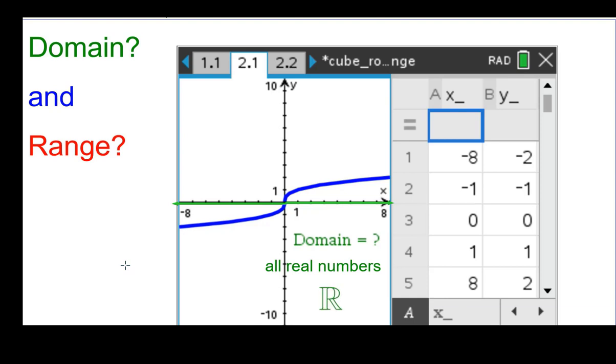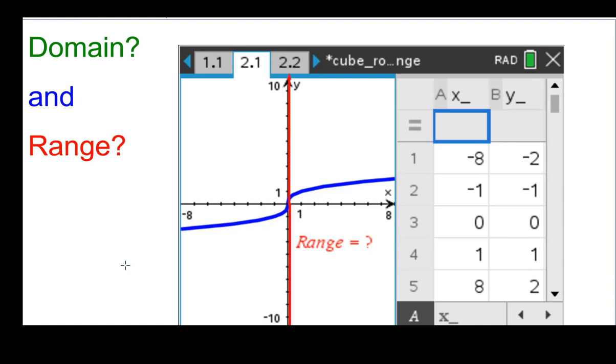The range kind of goes slowly, but all the y values have corresponding x values, so all real numbers for that as well. So the domain is all reals and the range is all reals.